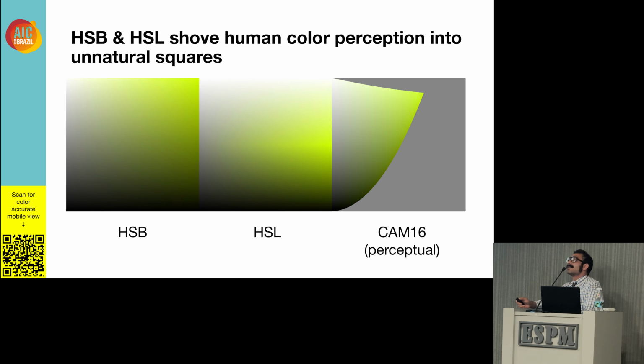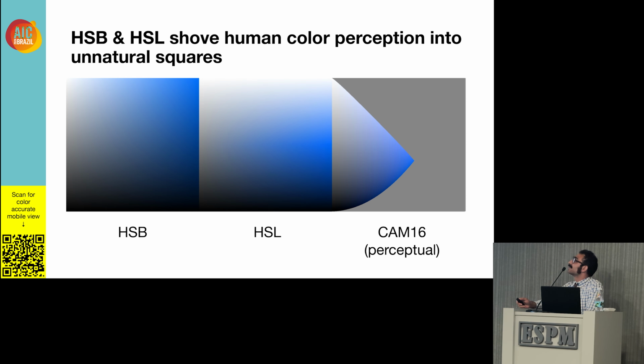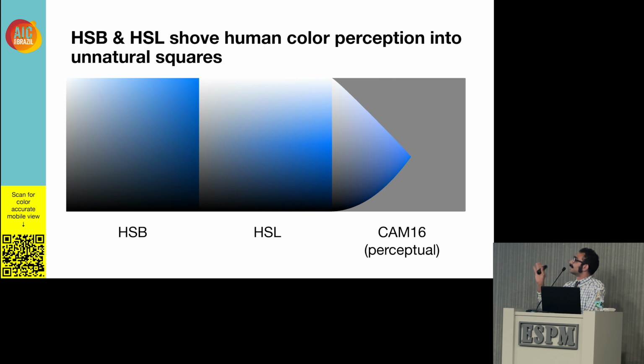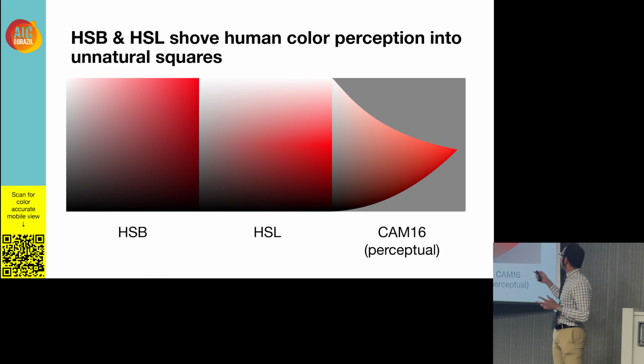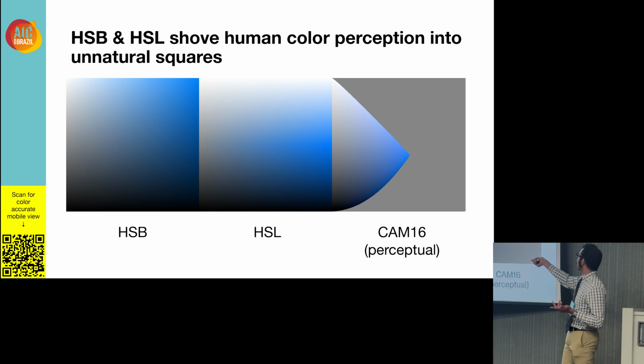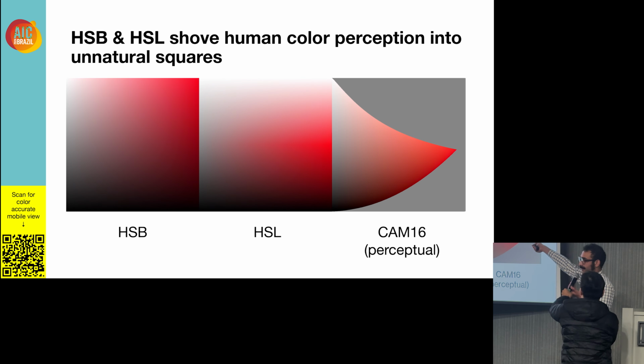The reason why HSB does such a bad job of doing vibrating boundaries is because it shoves our human color perception into unnatural squares. On the right, you see the sRGB gamut going around with CAM16. Meanwhile, on the left and middle, you're seeing those same hue slices in HSB and HSL. And we're getting this irregular shape. You can have really bright, vivid yellows, but there's no such thing in this color system, an sRGB display, as being able to produce a vivid, bright blue.